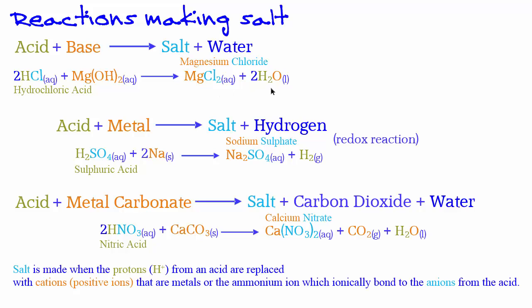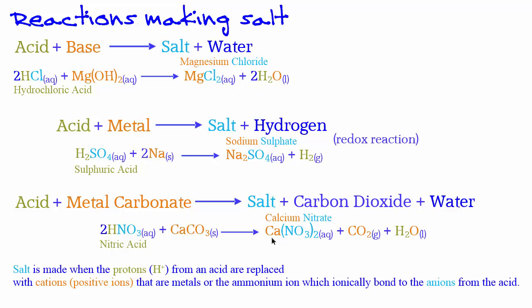Magnesium chloride and water being formed, and of course here's the balanced equation. Other examples: sulfuric acid and sodium metal giving off bubbles of hydrogen gas, and of course sodium sulfate. The sulfate because it's sulfuric acid, the chloride because of the hydrochloric acid, and here we have the acid-metal carbonate, nitric acid and calcium carbonate example I've shown. Calcium nitrate, carbon dioxide and water.